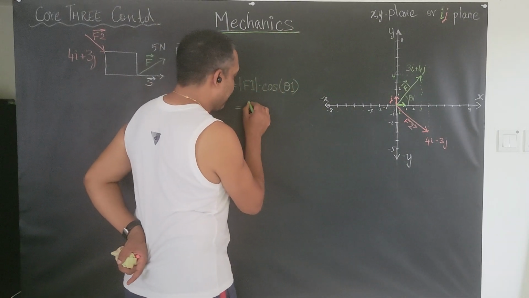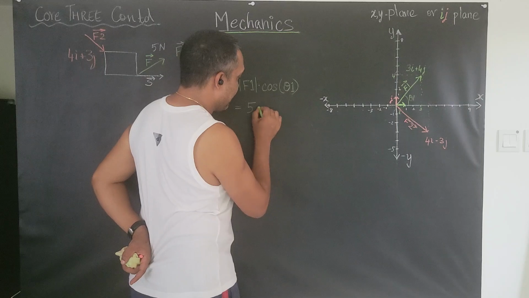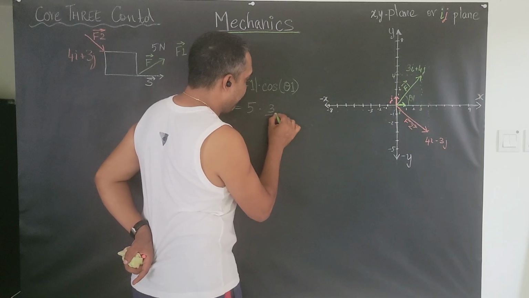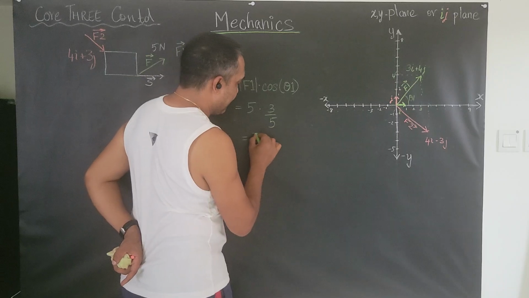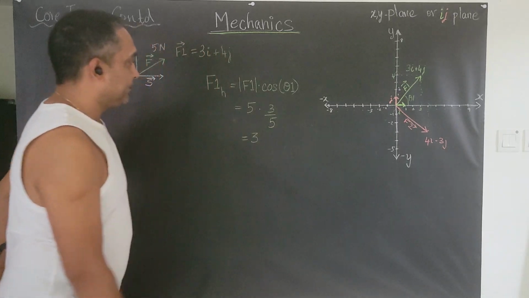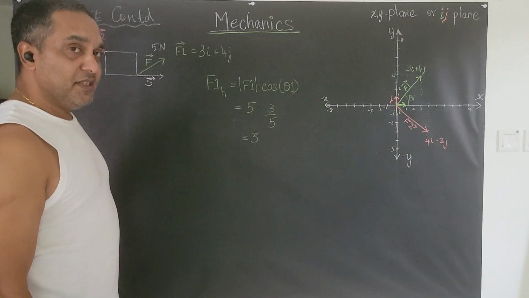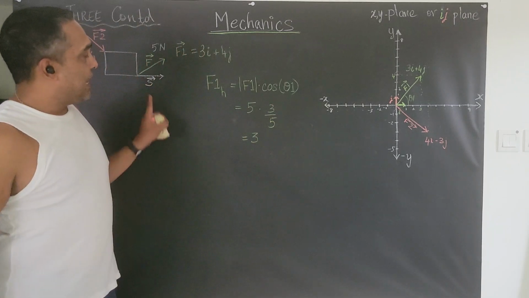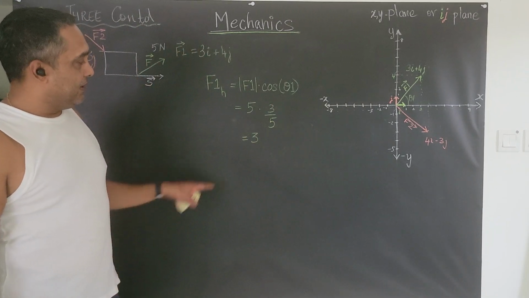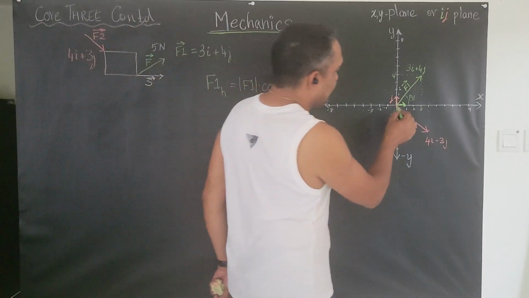If the magnitude was 5 and cosine of theta 1 was 3 over 5, the horizontal component of this vector is 3. Obviously this would be newtons because it's a force vector, but since we're studying vectors now, I'm using the force vector as an example. That is the horizontal component that comes up here.